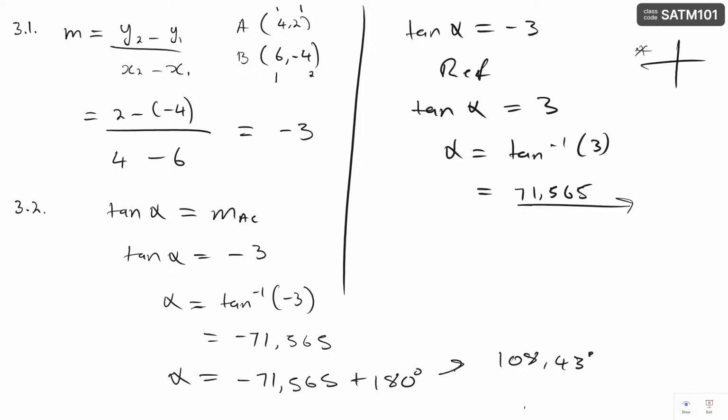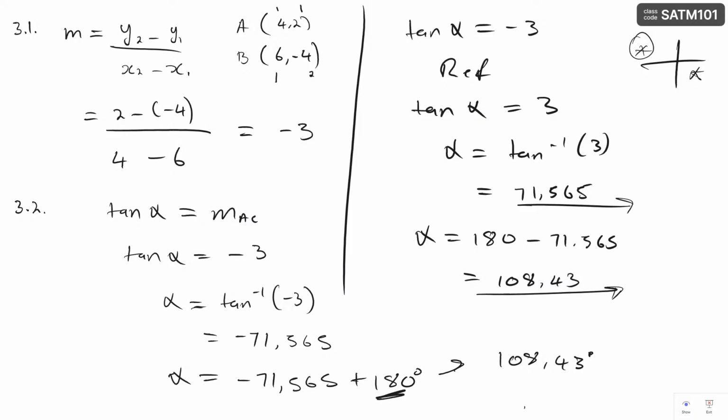Since this is a negative value, and I was also talking about the CAST diagram, we know that tan is negative here and here. But let's take the first one. Alpha is going to be 180 minus the angle, which is 71.565. So you're going to get 108.43. That's the reason I added this 180. I wanted to give you a reason. If you don't understand this way, use this way. This way is trigonometry, where you use a reference angle in order to find the angle that you are looking for.